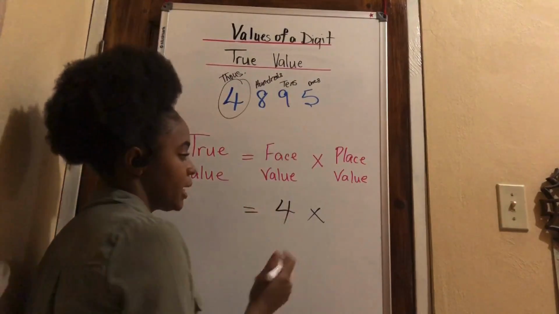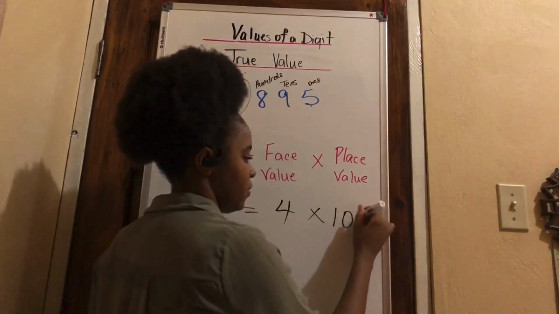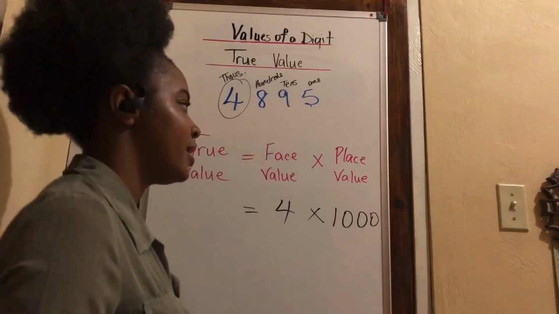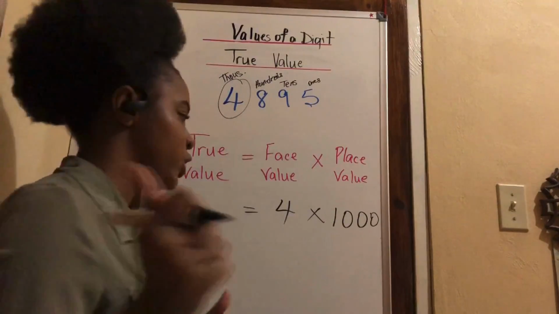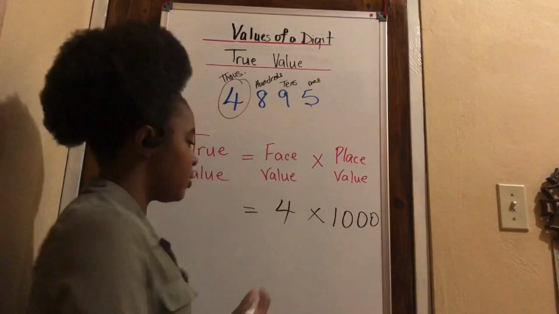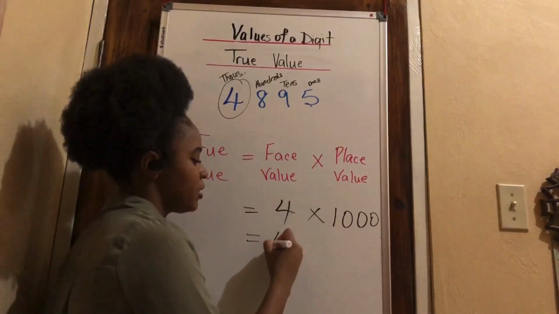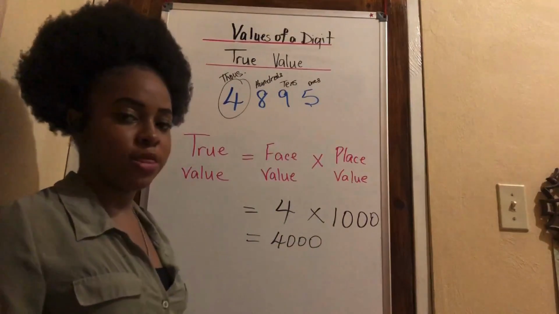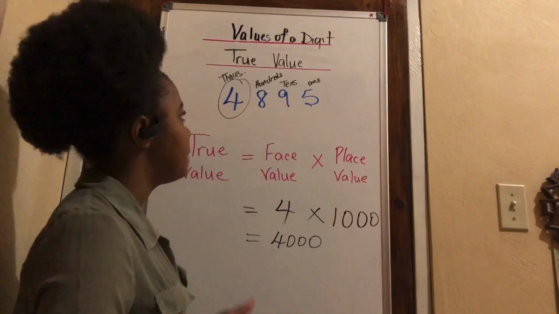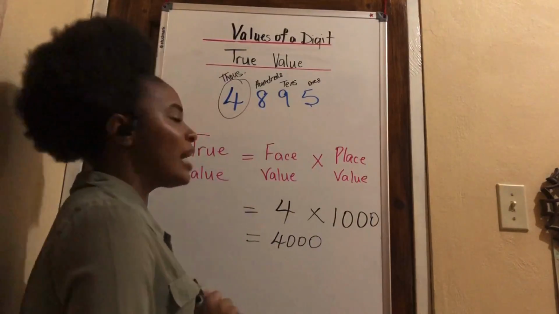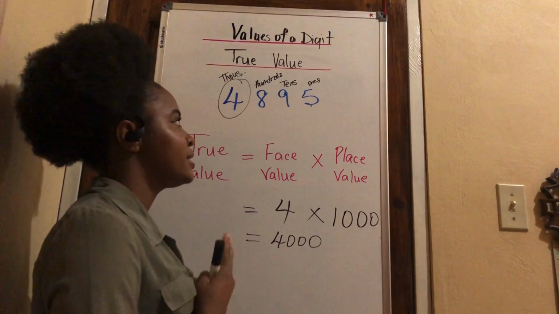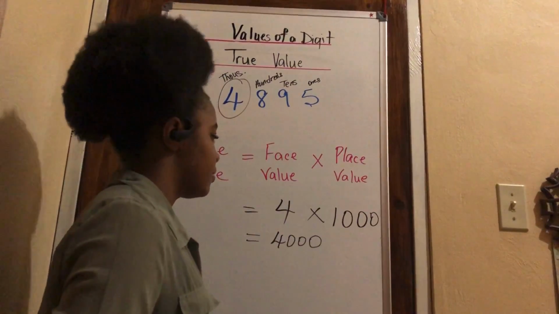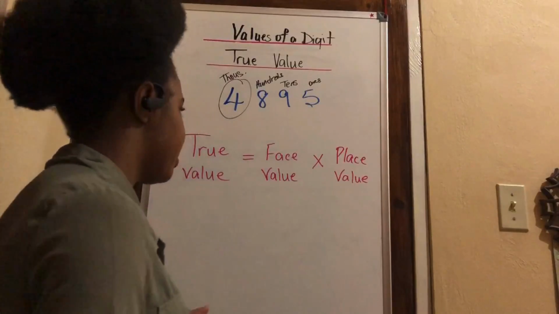Now, let's go ahead and put that here. The place value of the 4 is 1,000. And remember that the place value is the value of the place that the digit is in. Good. Alright, so when we just multiply this out, we get 4 times 1,000 equal 4,000. So the value of that digit that you're looking at is 4,000. Let's try another digit. Actually, let's go ahead and pause the video and try to see if we can work out the values of the remaining 3 digits.